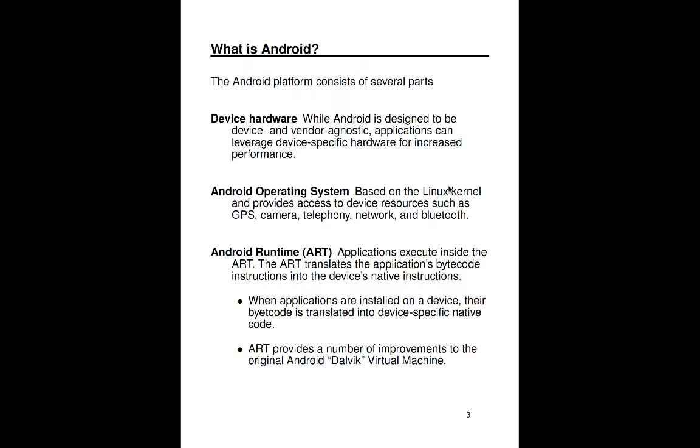Running on that operating system is the Android runtime, or ART. Android applications execute inside the ART, and it's the ART that translates the application's bytecode instructions into the device's native instructions. This translation happens when the application is installed on a device. If you're studying older resources about Android, you might see something called the Dalvik virtual machine. Well, ART is a replacement of Dalvik that makes a number of improvements in terms of performance and ease of use.